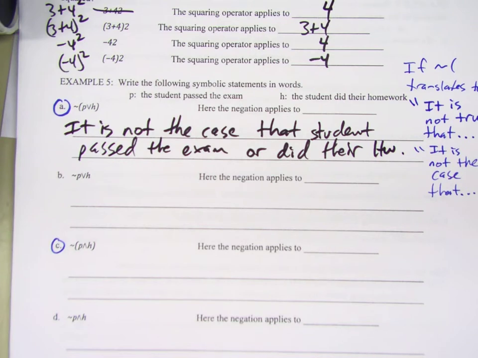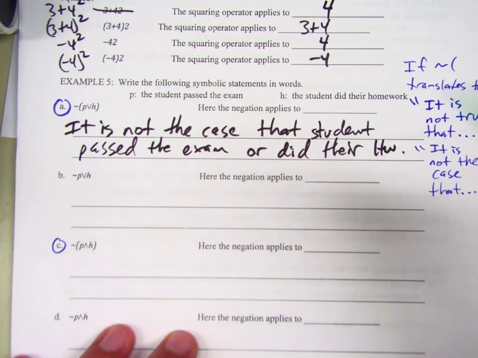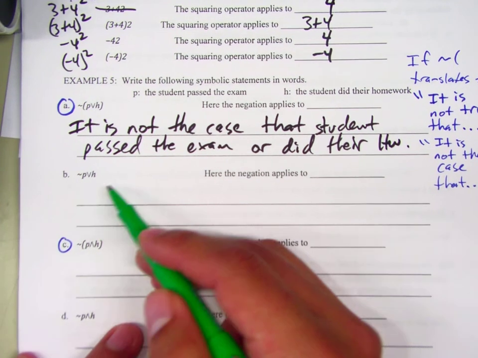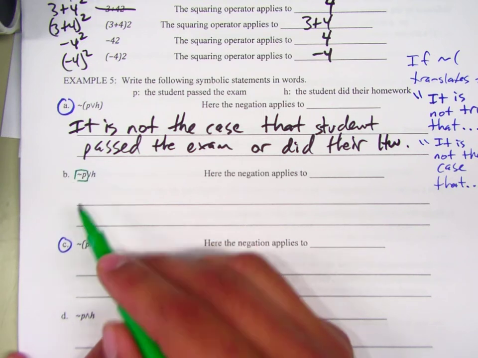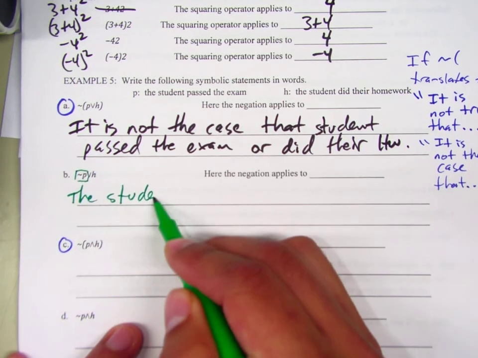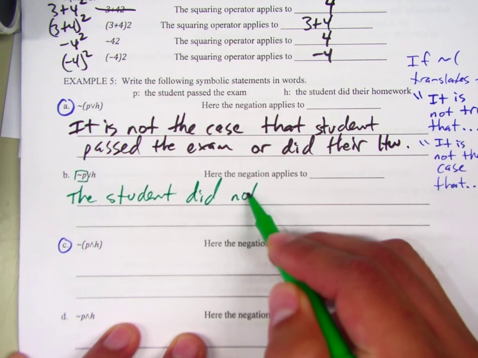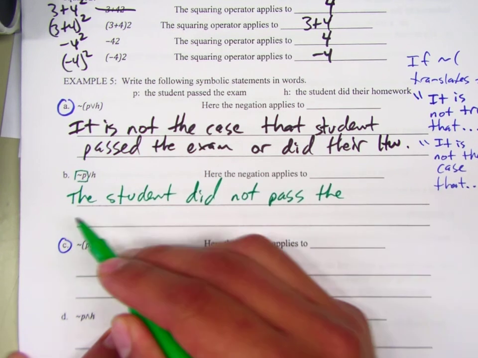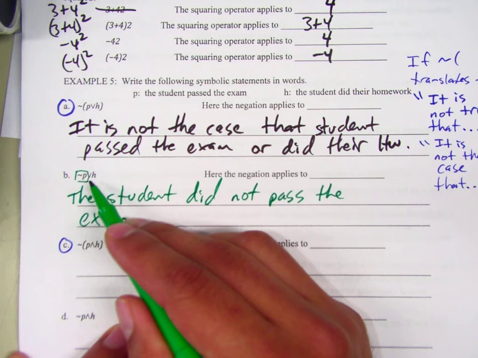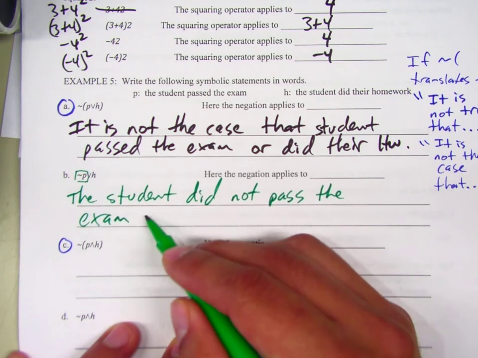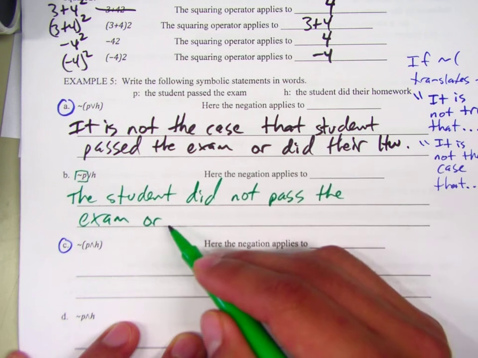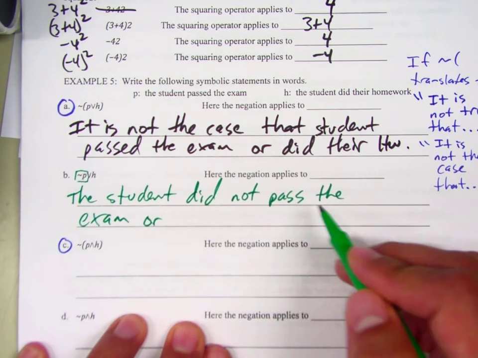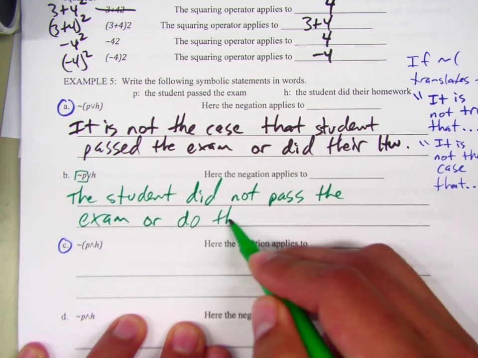But to compare, look at B. Okay? Here I don't start my sentence with it is not true or it is not the case. Here we just translate like normal. So how do I say this? The student did not, very good, pass the exam. And what's that symbol? I kind of wrote over it, but what is it? Or. Let's make it sound better grammatically. How about the student did not pass the exam or do their homework?